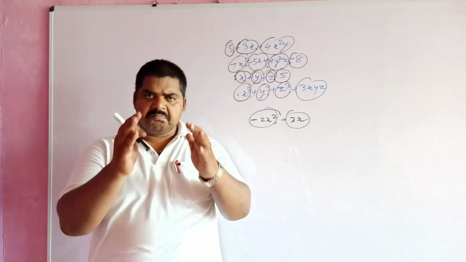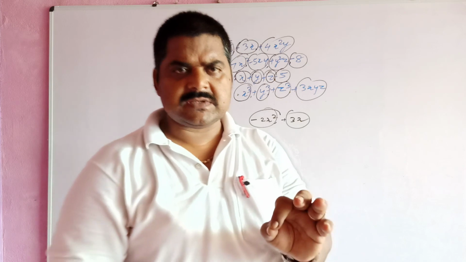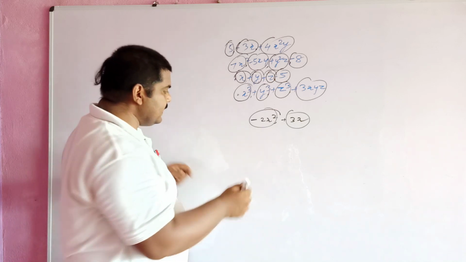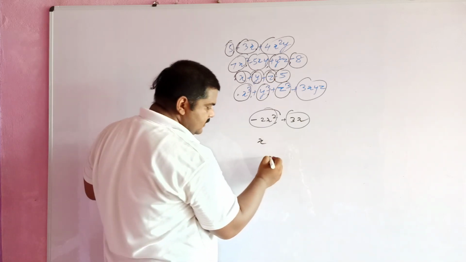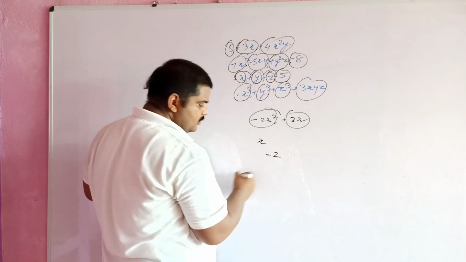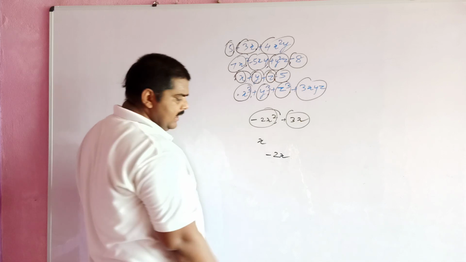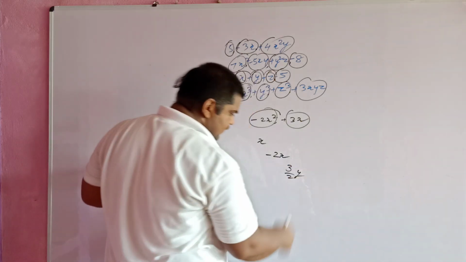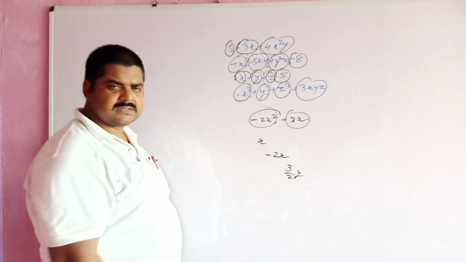And my dear students, on the basis of terms, an algebraic expression is classified. It is very interesting that on the basis of the number of terms, if there is 1 term, then it is known as a monomial. Let's check some examples. x is a monomial because it has 1 term. Minus 2x is also a monomial. 3 upon 2y is a monomial because it has only 1 term.